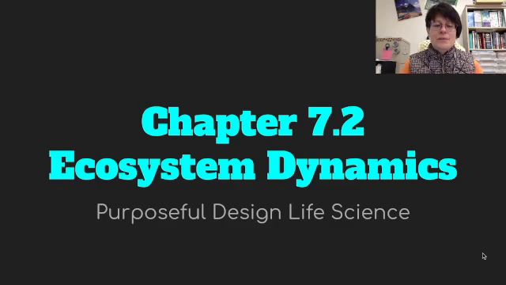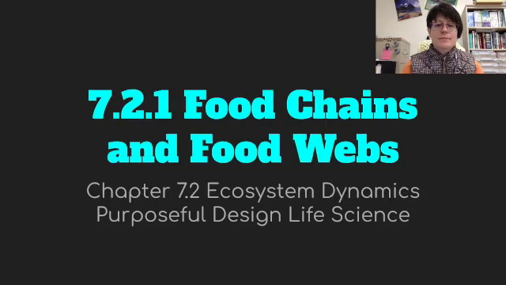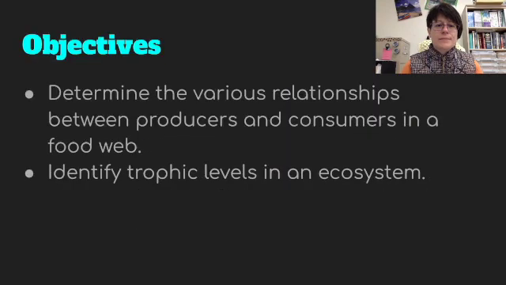Everybody, it's Mrs. Pound, and we are starting a new chapter 7.2 on ecosystem dynamics from Purposeful Designs Life Science. We're going to start with section 7.2.1 on food chains and food webs. So our objectives will be to determine the various relationships between producers and consumers in a food web and identify trophic levels in an ecosystem.